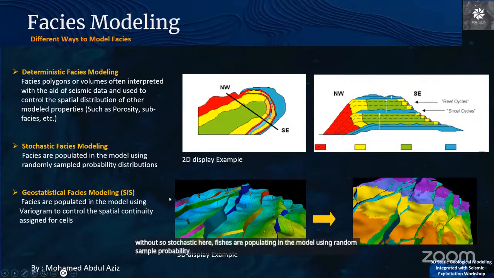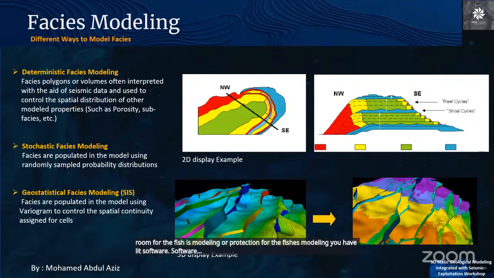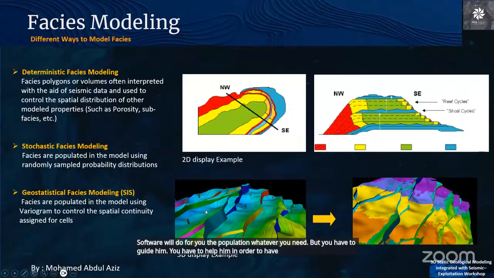If you don't know your object direction, if you don't know the facies kind and don't have a good proof for the facies modeling or prediction you have, the software will not stop. The software will do the population for you, whatever you need, but you have to guide it. You have to help it in order to have a good realistic model.